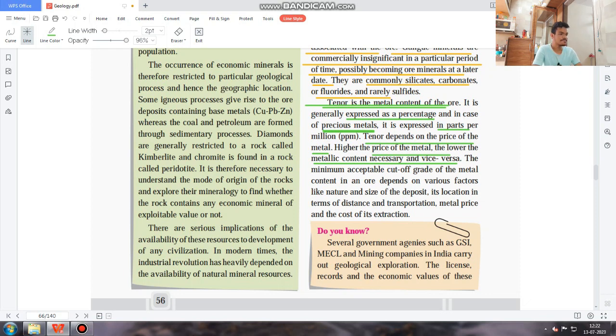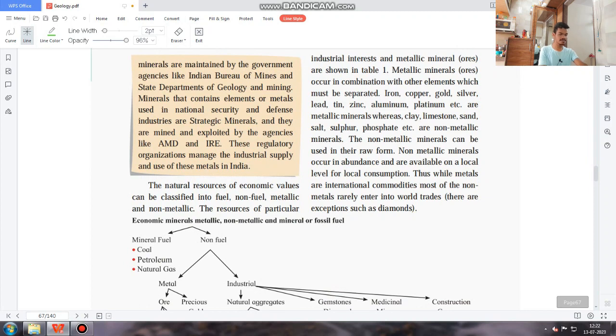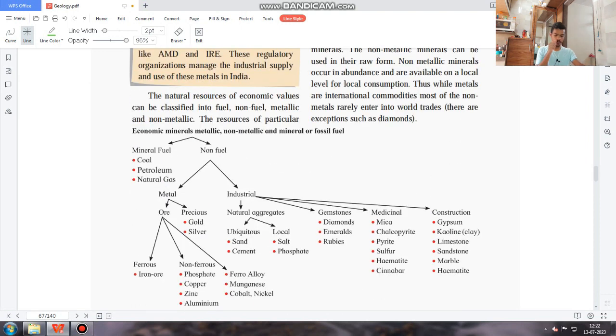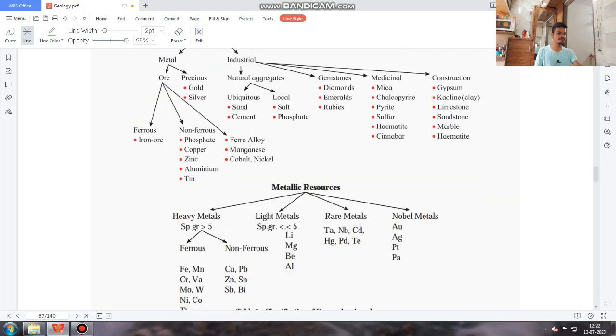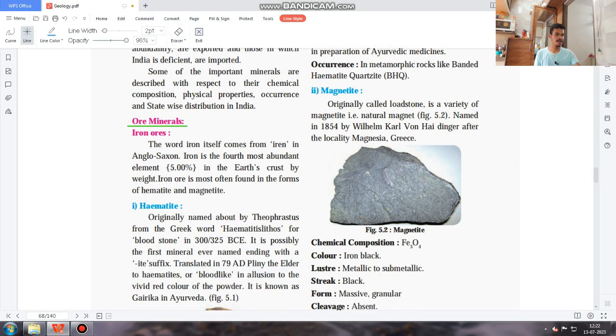Next, there is nothing much here, as the entire table given is something we are going to learn in the chapter basically. So let's move on to the next slide. Mineral deposits in India. First of all, come to ore minerals. Now for iron ores, there are 2 types: one is hematite and the other is magnetite.